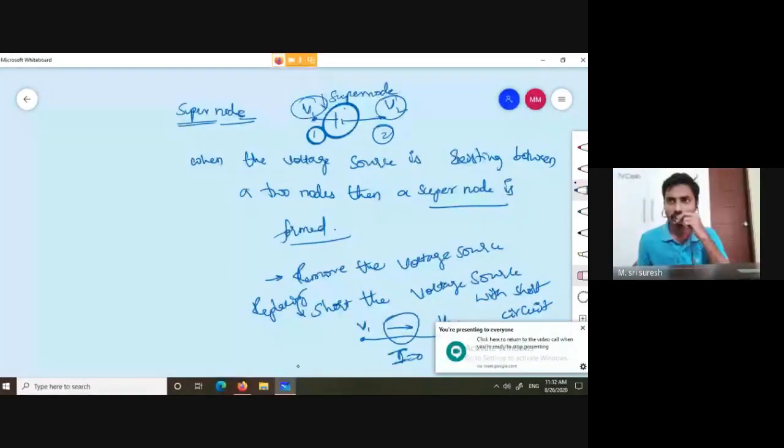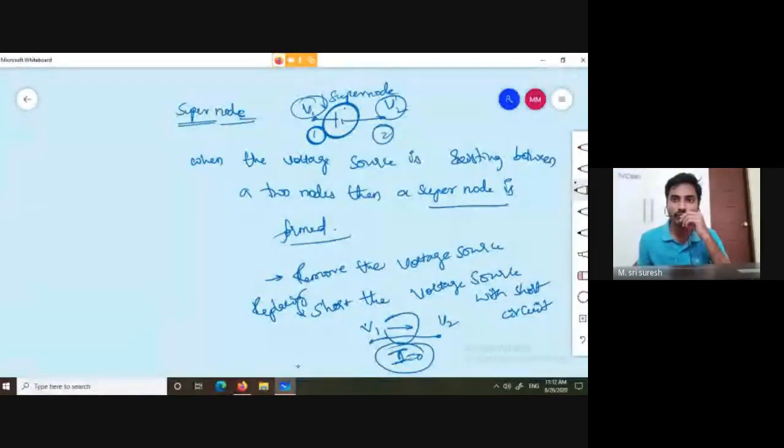Three doubts. So when the supernode is formed, there will be a voltage source existing in between two nodes. Then the supernode is formed. How can you replace that supernode with a short circuit? First remove the voltage source, then replace it with a short circuit, so that this short circuit makes V1 and V2 equal in magnitude. If V1 and V2 are equal in magnitude, then there will be no potential difference. Then the current flowing through that supernode branch is zero.